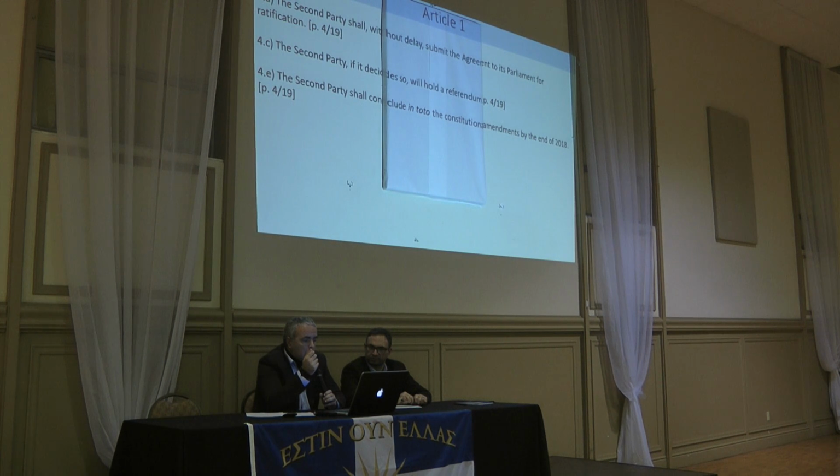The next part, on the same slide, is the fact that the second party shall conclude in total the constitutional amendment by the end of this year. So here we have the only expression related with time in the pre-agreement, the only. So now we have 2 points. 1, FYROM finished all the process at that time. It's okay, we continue. FYROM has no time to finish the process.